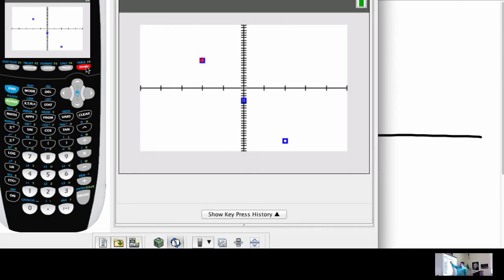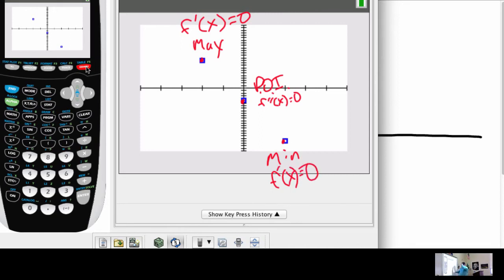So what did we say this point was? Didn't we say that was a max? Now this was when f double prime was 0. So what's this? Point of inflection. This is a point of inflection, right? And so let's list why. So this was a max because this was when f prime was equal to 0. This was a point of inflection because f double prime of x was equal to 0. And then we said this was a min, and the reason for that is because f prime of x was equal to 0.